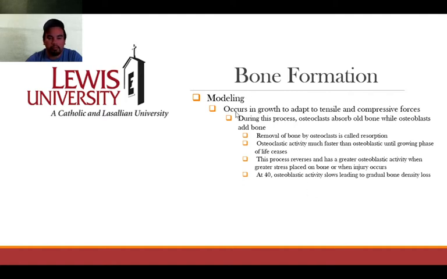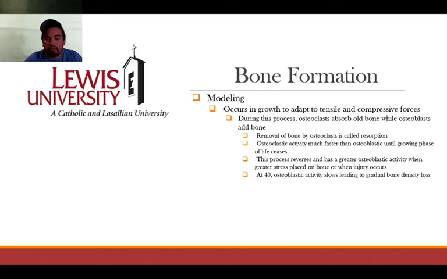Modeling. This occurs during growth to help adapt to the tensile and compressive forces that are being asked of bone. During this process, osteoclasts absorb old bone while osteoblasts add the new bone. The removal of bone by osteoclasts is called resorption, and osteoclastic activity is much faster than osteoblastic activity, which I mentioned earlier, until the growing phase of life ceases. So until about 25 years old, once those growth plates close, that's when it rebalances out.